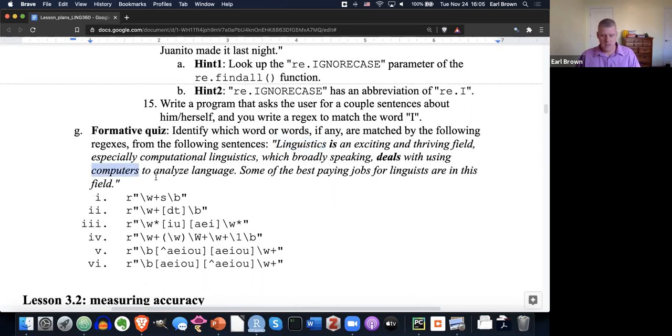Computers, that S right there is indeed a plural S, right? Because there's computer and computers. Some of the best paying jobs right there is another plural S, right? And linguists, we have singular linguist, right? He's a linguist, they are linguists. So that is another plural S. So we have 3 plural S's here in these 2 sentences. If I'm not mistaken, let me just double check that assertion real quick. Okay. And this S is not, this is like a lexical S, just part of the word.